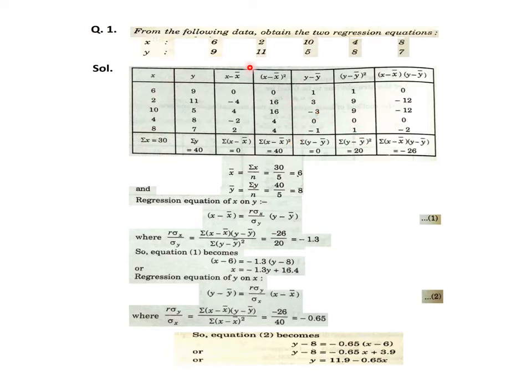Then multiply these two columns, x minus x bar and y minus y bar. Finally, the last column, x minus x bar into y minus y bar: 0 into 1 is 0, minus 4 into 3 is minus 12, 4 into minus 3 is minus 12, minus 2 into 0 is 0, 2 into minus 1 is minus 2, and the sum of all these columns.